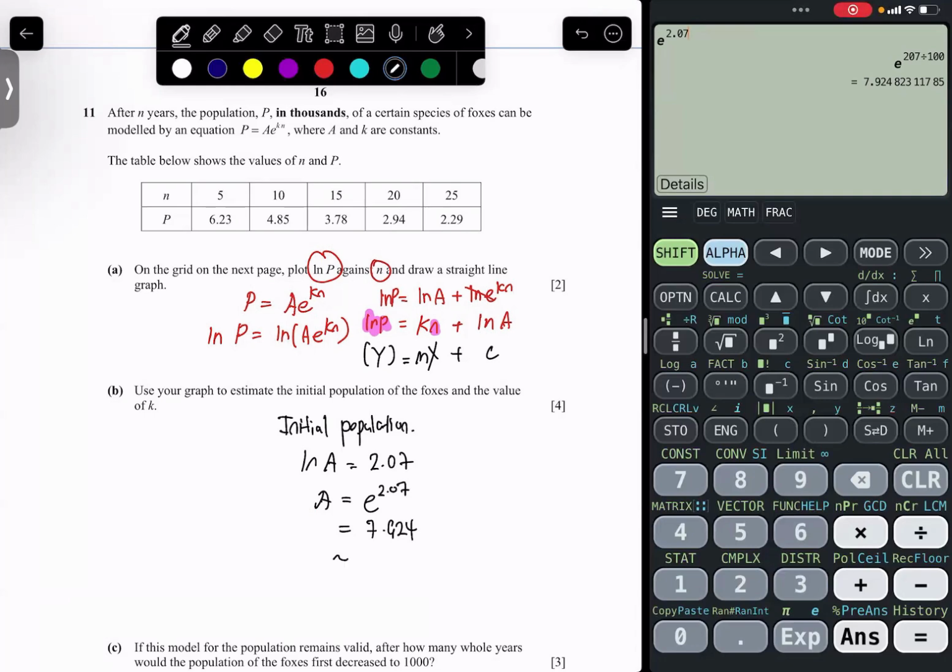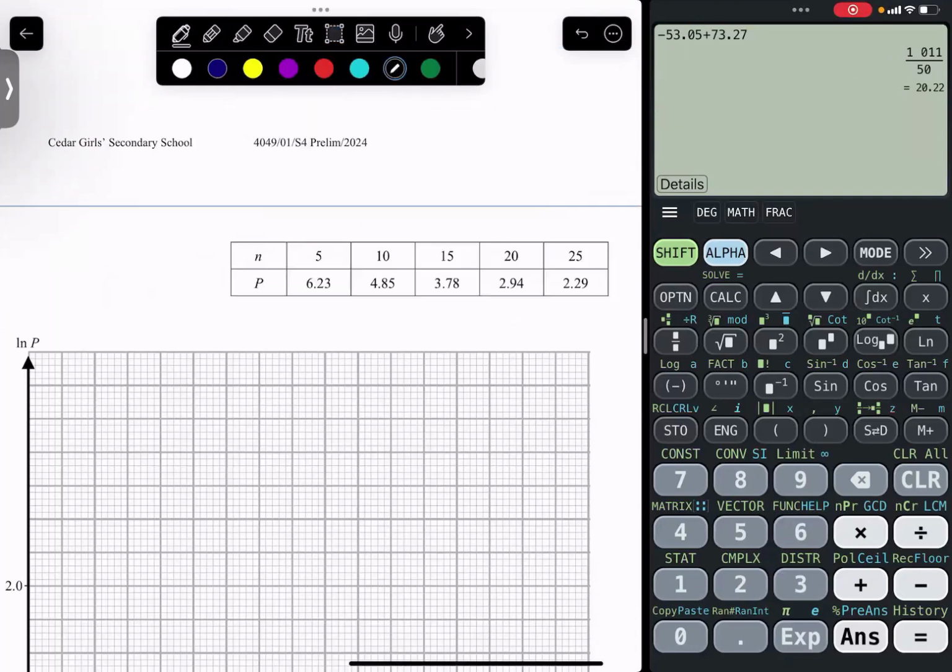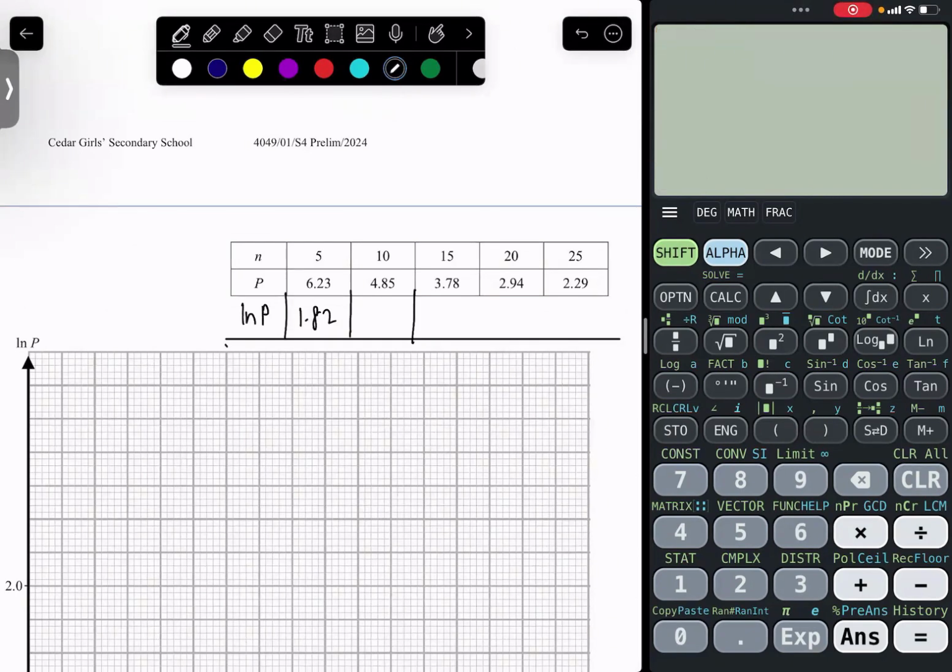So I create a new table for ln P. ln 6.23, I'll get 1.83. Since they put 2 decimal places, I also put 2 decimal places. Then ln 4.85 is 1.58. ln 3.78 is 1.33. ln 2.94 is 1.08. ln 2.29 is 0.83. So now we can plot the values.